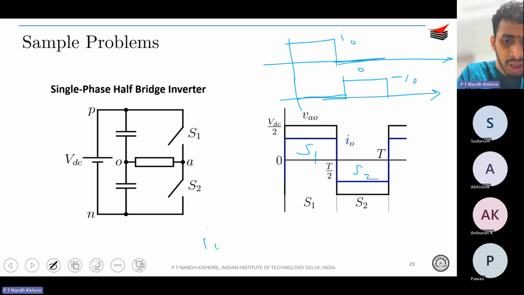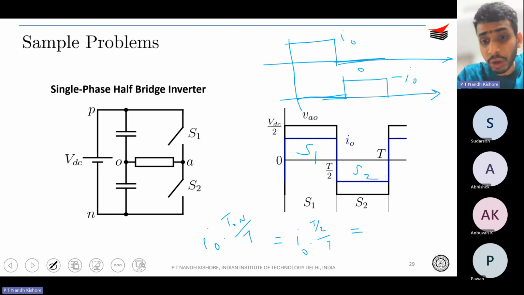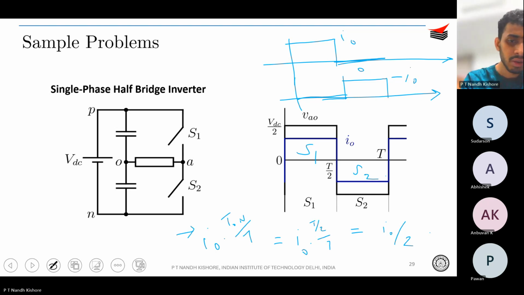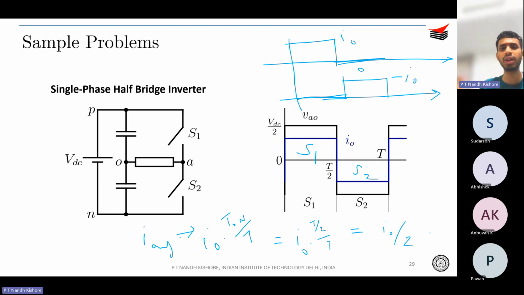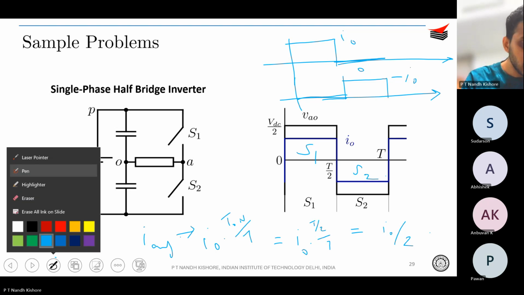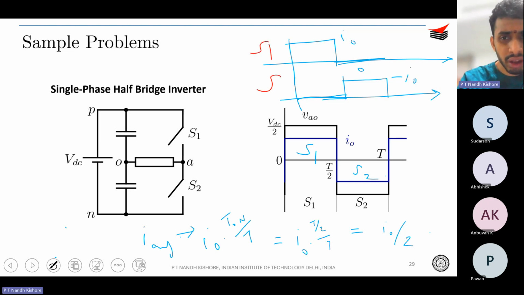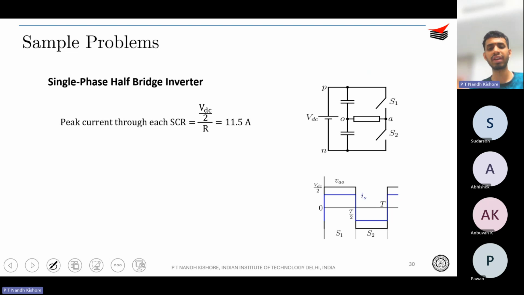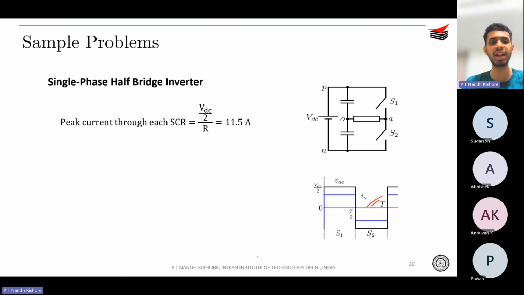So what is the average current? Average current is simply I naught into T on by T. Each switch is on for a T by 2 period, so T on by T is T by 2 by T, which gives I naught by 2. That's the average current. So this is the current of S1 and this is the current of S2. Simple, right? Just calculate I naught, do I naught by 2, and you'll get the answer.